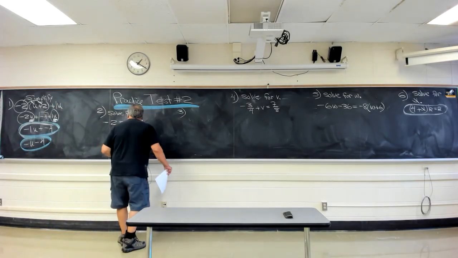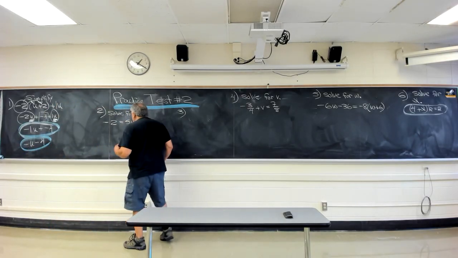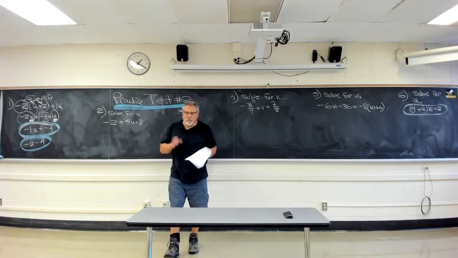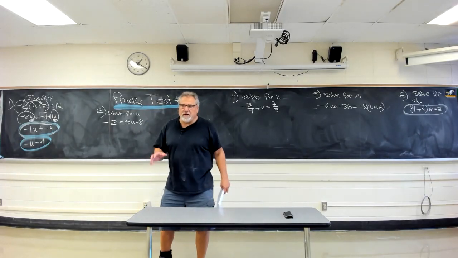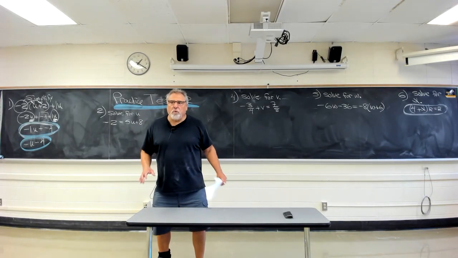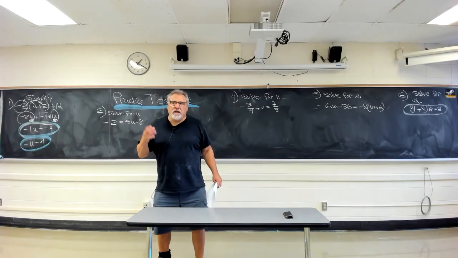Here they're saying solve for u. Whenever you solve an equation, you have to do the exact same thing on each side. It's kind of an interesting point here. Whenever you're solving an equation, you're undoing the equation.